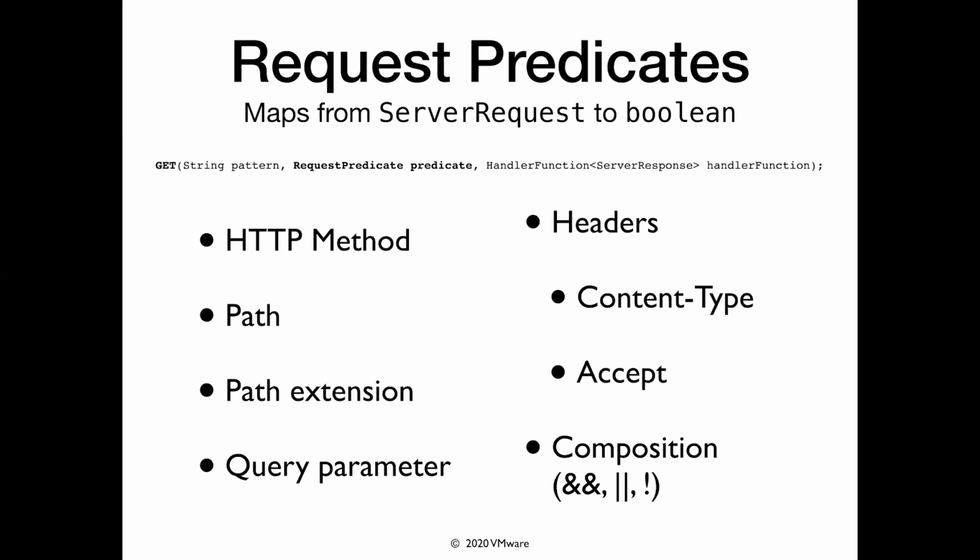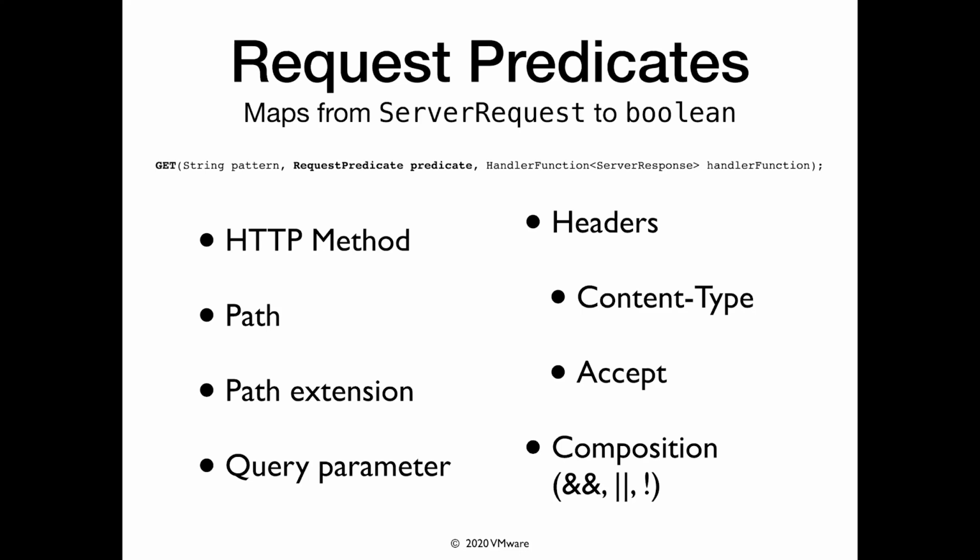And you can write your own request predicates. You typically don't have to. We provide a lot of them for the standard things you want to test against. And what are things you want to test against? Well, you want to test against the HTTP method, right? This builder method right here at the top actually uses the get request predicate underneath. You want to test against the path. You might test against the path extension, right? You want to say, I want to map /people, but then all TXT extensions, or query parameters. Or you might want to test against headers, specifically content type and accept headers, and even do some composition, right?